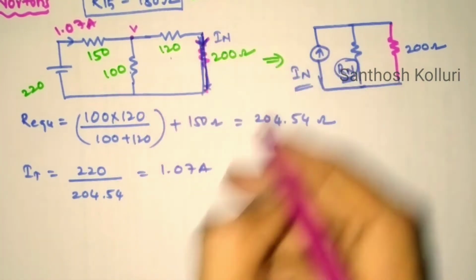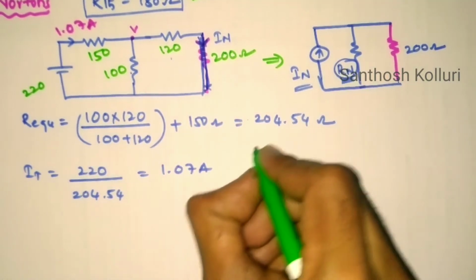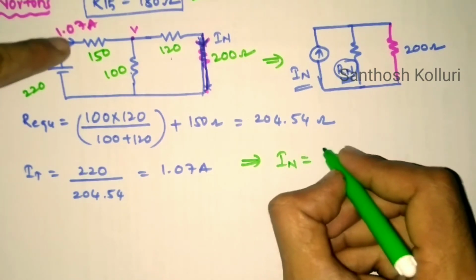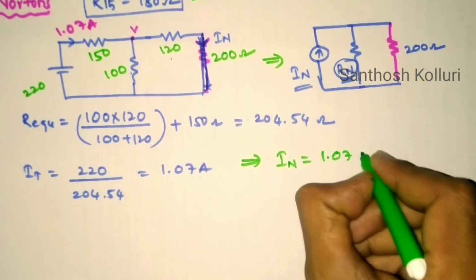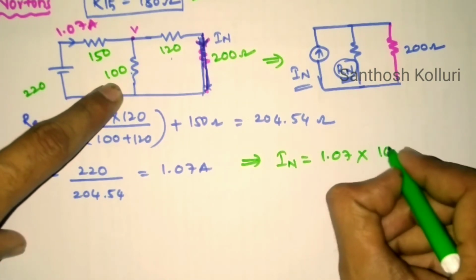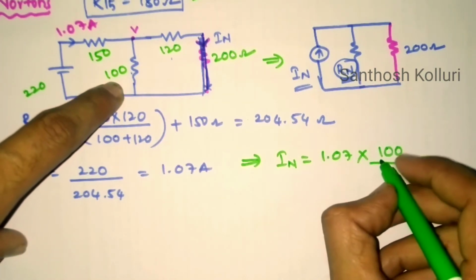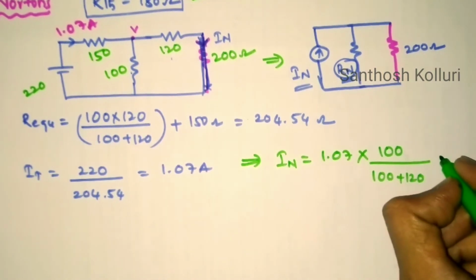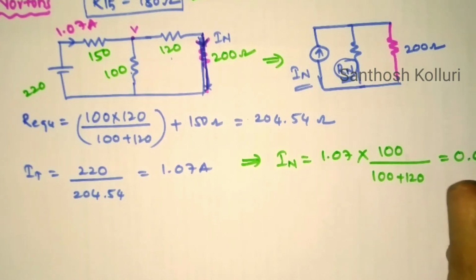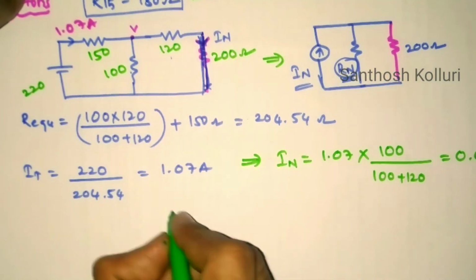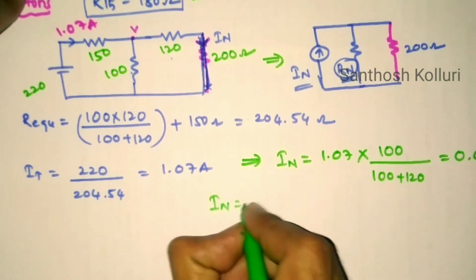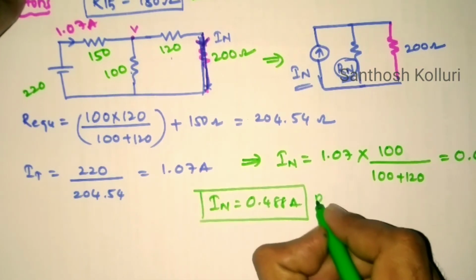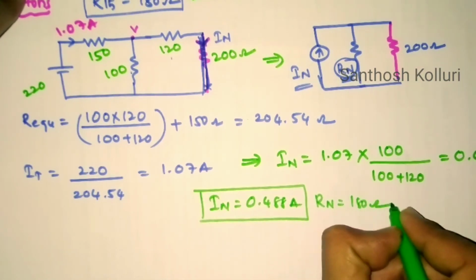Now I want to calculate this Norton's current, so I have to use the current division principle. Then I Norton can be written as this total current 1.07 into the parallel branch resistance 100 divided by 100 plus 120, which is 0.488 amperes. So this is my Norton's current. IN is equal to 0.488 amperes, and Norton's resistance is 180 ohms.